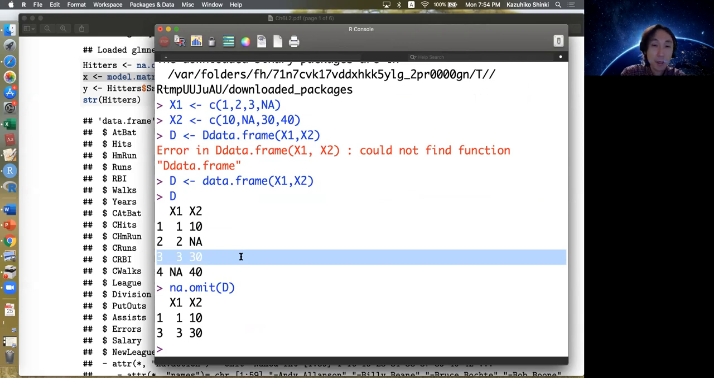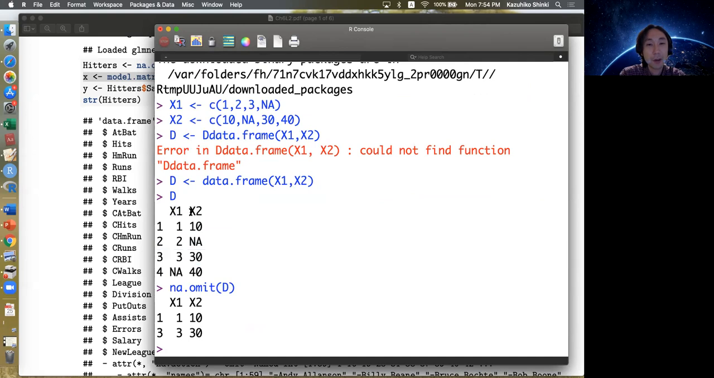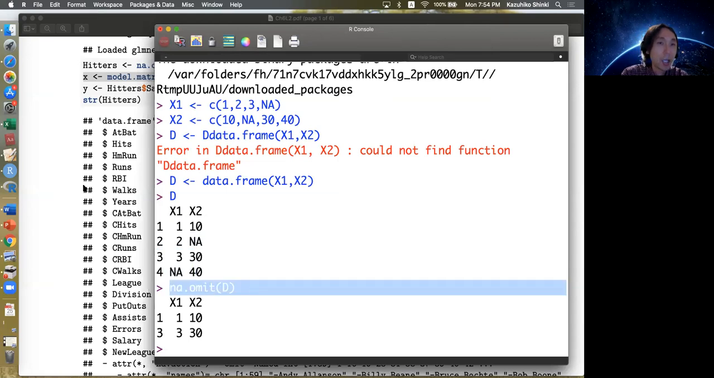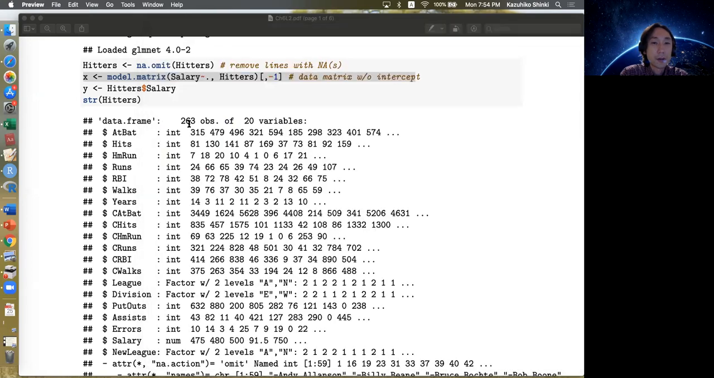Okay. So, for example, if we want to regress x1 on x2, we cannot use this observation, and we cannot use this observation either. So we want to omit these lines, and for that purpose we can use the na.omit function. Then we define the model matrix.